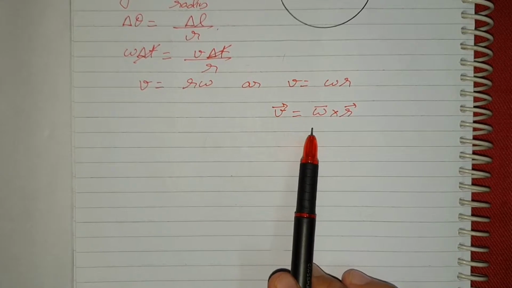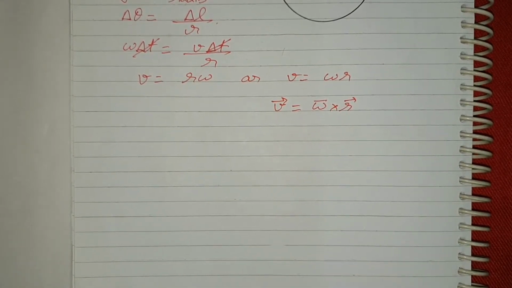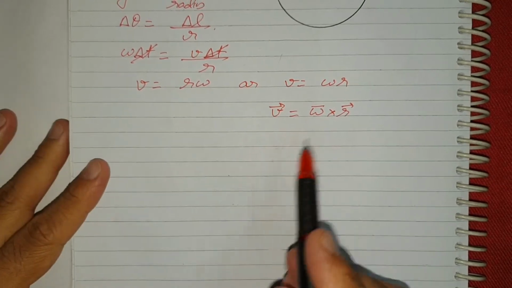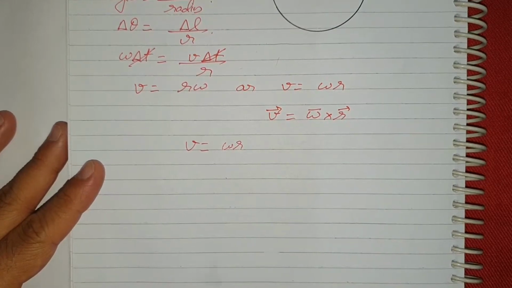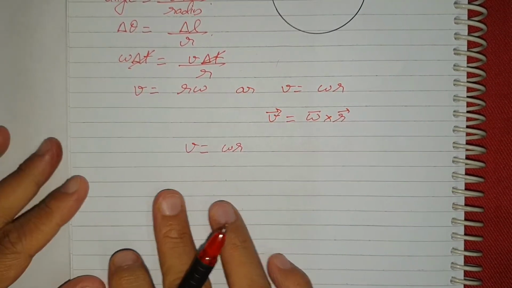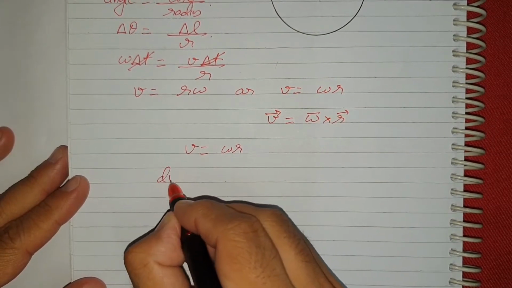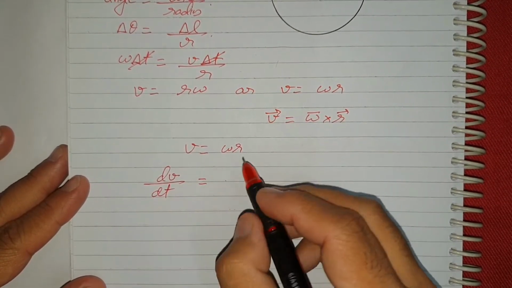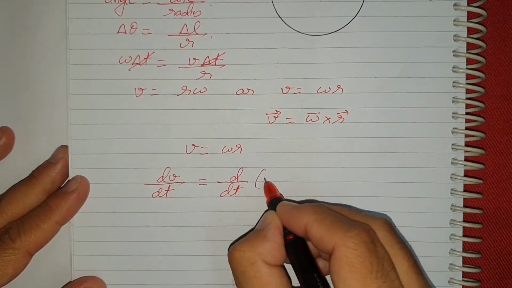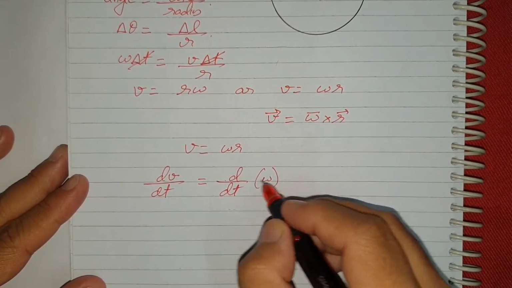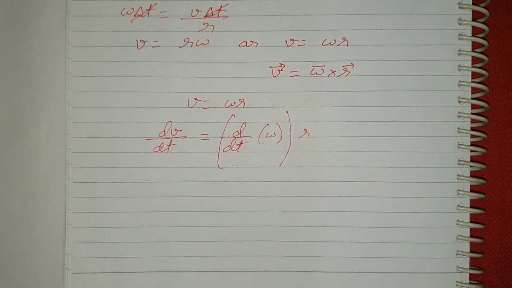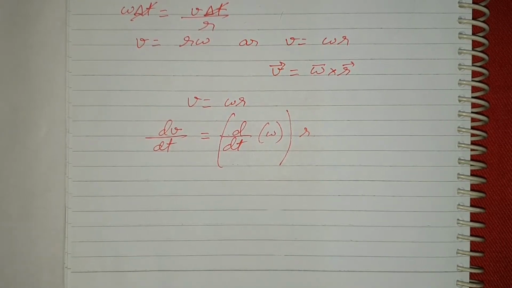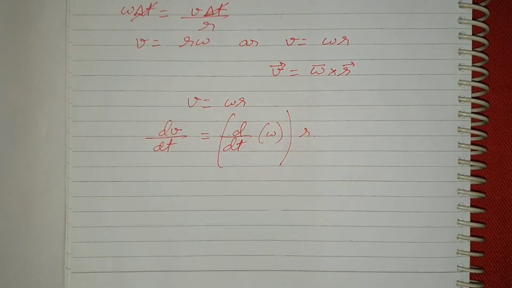We know that V equals omega into r. So this is how it is related. Now see, if we differentiate with respect to time, this will give us dV by dt equals d by dt of omega times r, and I have taken r as constant. Now why is r constant? Because the particle is describing a circular motion, and for that circular motion the radius is actually constant. That's why I have taken r constant.